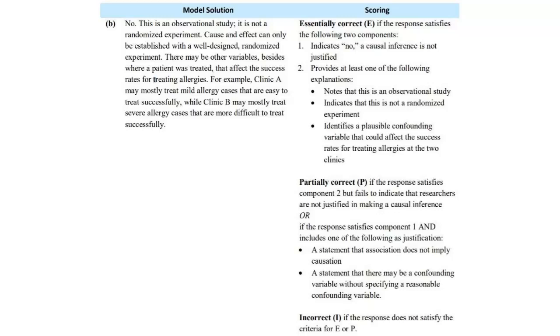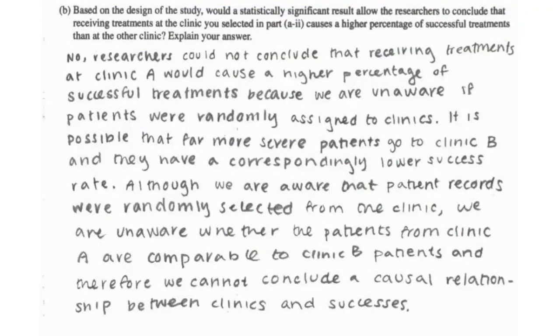Partially correct, if you said no, satisfies component 2 but fails to indicate that the researchers are not justified in making a causal inference. So if you didn't say yes or no, but you just gave reasons, that could give a partially correct. Or if you said no and you had some kind of a statement that implied that does not imply causation, or that there may be confounding variables without specifying a reasonable confounding variable. To get essentially correct, if you talked about a confounding variable, you had to actually give an example of one, if you only hit one of those.